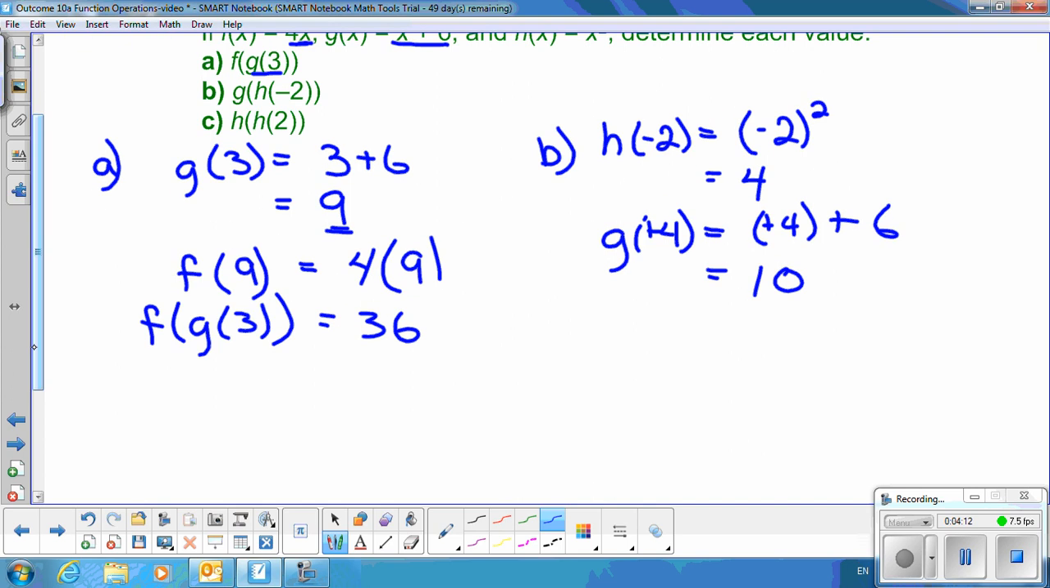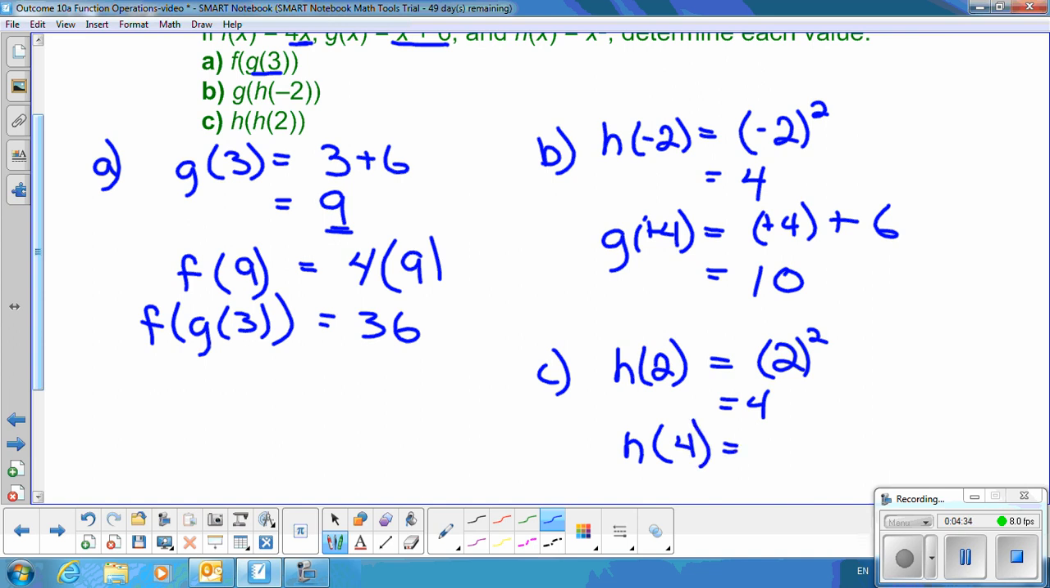Part C. Part C is h of h of 2, so I need to start by finding out the value of our function h at an x value of 2. So we end up with 2 squared, which is 4. I then need to substitute that in to h again, and we end up with 4 squared, or 16.